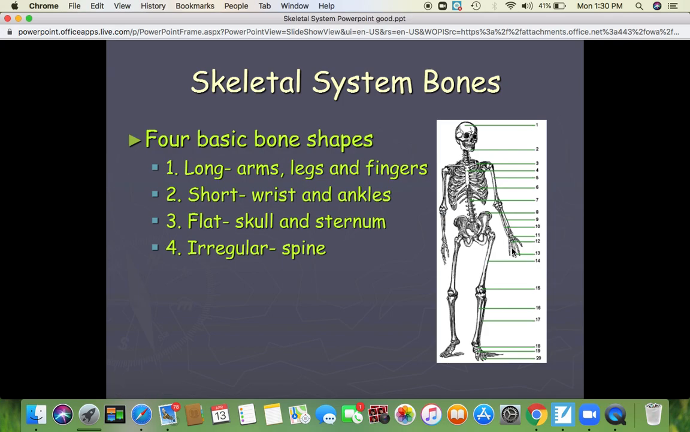Your short bones would be like your wrists and ankles. We'll look at this closer in the future, but you have a bunch of little pebbles that kind of slide over each other. They're small bones that are clustered and slide over each other, so those would be considered short bones. Flat bones are like your skull and your sternum here. And then irregular, which is basically weird, goofy shaped. Your vertebrae are a weird shape, and your hips are a weird shape. So we call those your irregular shaped bones.